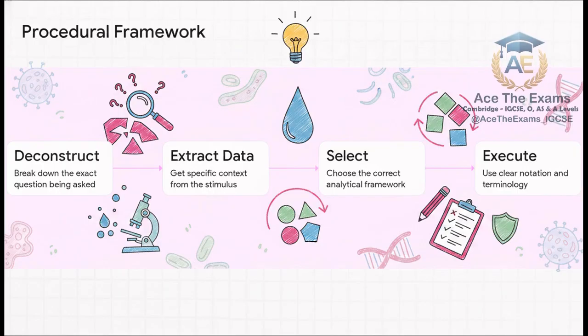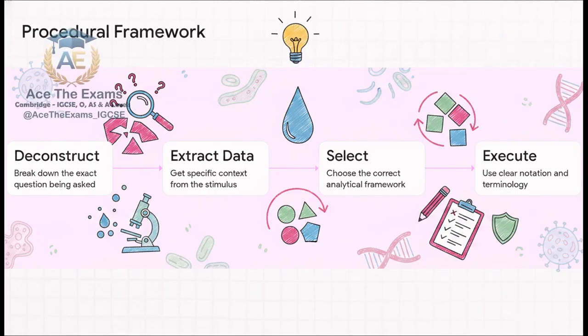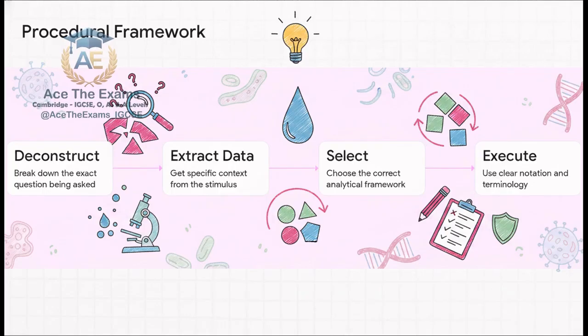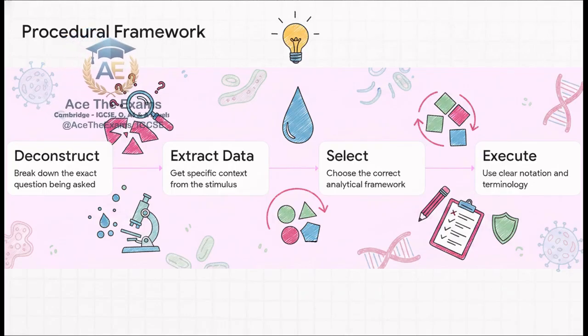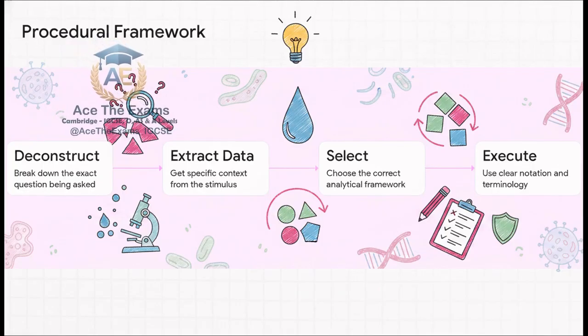Second, extract the relevant data from the stimulus. That's the specific context we were talking about earlier. Third, select your analytical framework. And finally, execute your answer using clear notation and correct terminology. Following this sequence guarantees you're checking for reasonableness and making justified recommendations every single time.